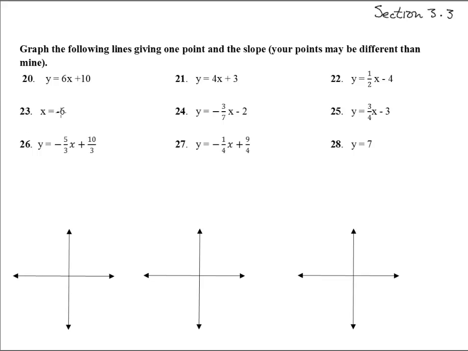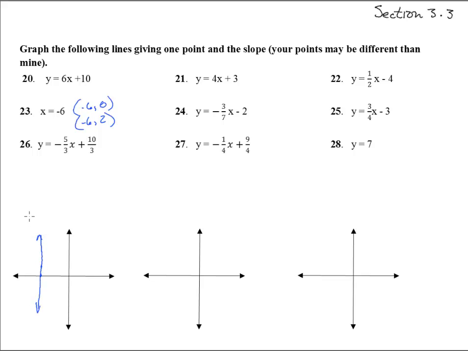Number 23. Here we have x equals negative 6. Y is not by itself, so we can't use any of that. But we know that x equals negative 6 does have negative 6, 0 in it, and negative 6, 2, or whatever. So negative 6, and it's going straight up and down.